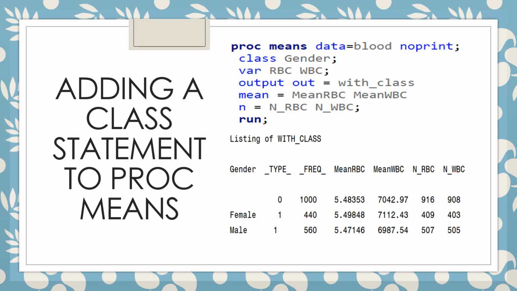The first observation in this dataset, with _TYPE_ equal to 0, is the mean for both males and females. Statisticians call this the grand mean. The other two observations, with _TYPE_ equal to 1, represent the mean of female and male.